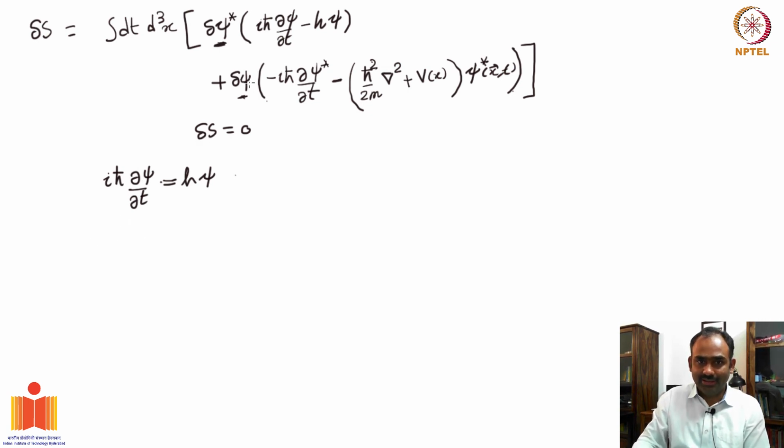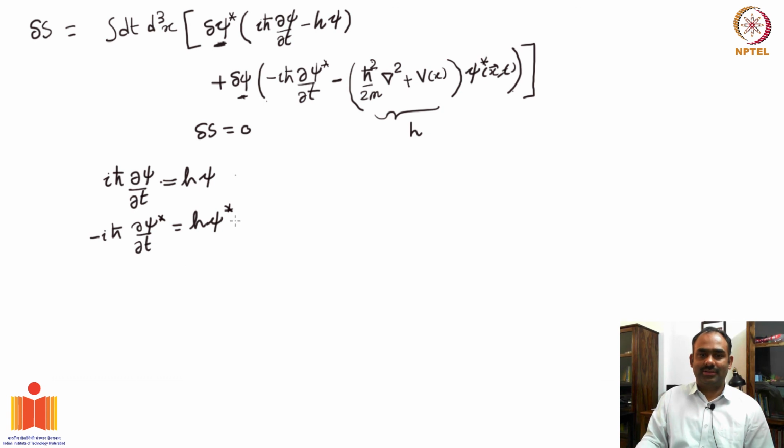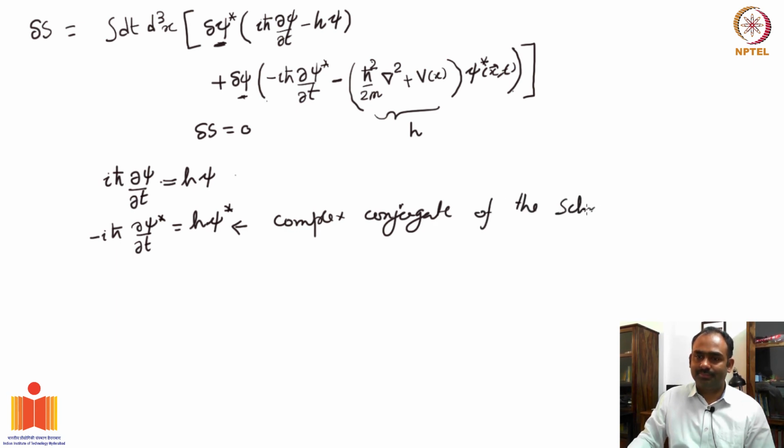The other equation I get from here, so I get two equations of motion: minus i h bar del psi star over del t is equal to H psi star. This is your Hamiltonian H. As you realize, the second equation is just the complex conjugate of the first one. So it's not a new equation, it's coming from this one. When you take the complex conjugate, i becomes minus i and psi becomes psi star. The Hamiltonian has no complex conjugation involved, and psi becomes psi star.